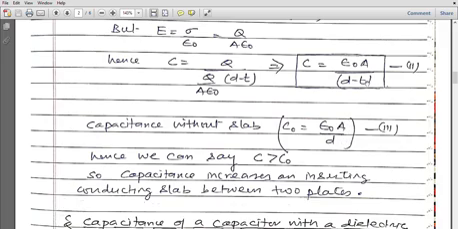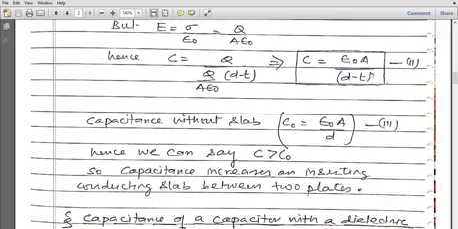Now you can compare. Numerator epsilon 0 is same, but in denominator here the thickness is d, here the thickness is d minus t. Which one is greater? Obviously d is greater, so C0 is smaller. So here we can say that C is greater than C0. It means capacitance increases on inserting conducting slab between two plates.